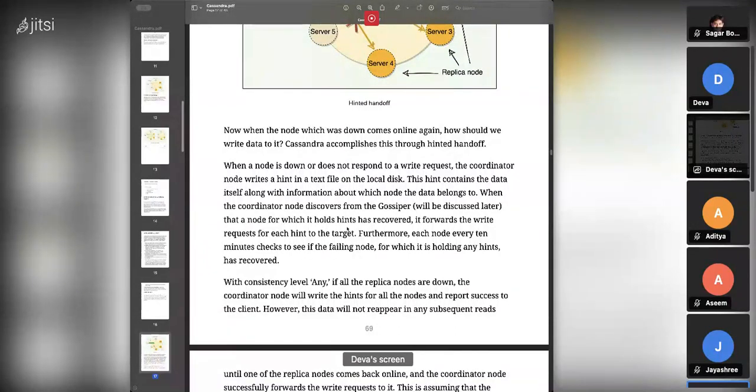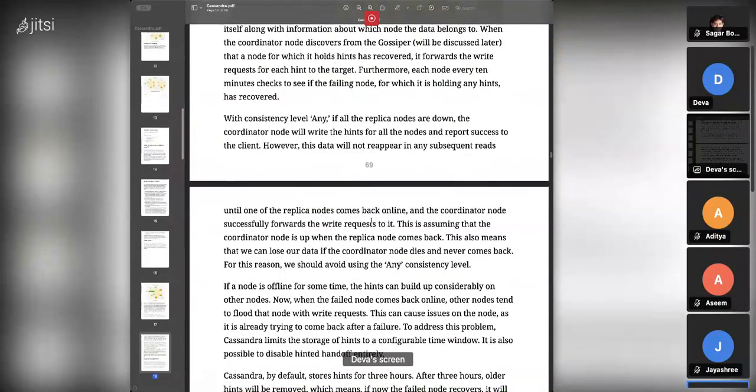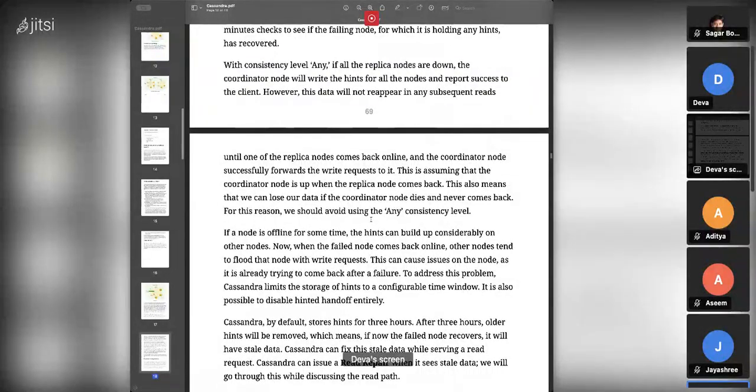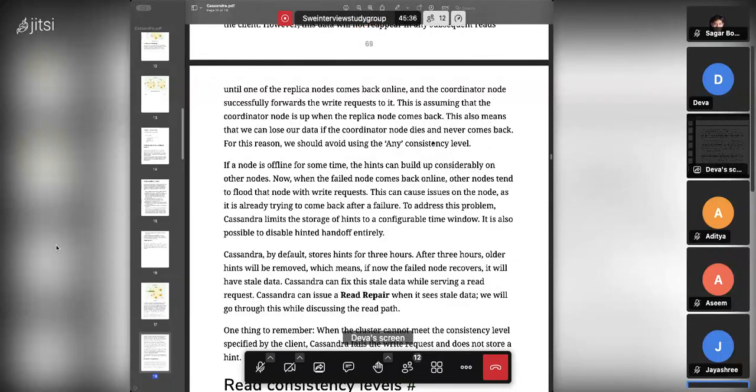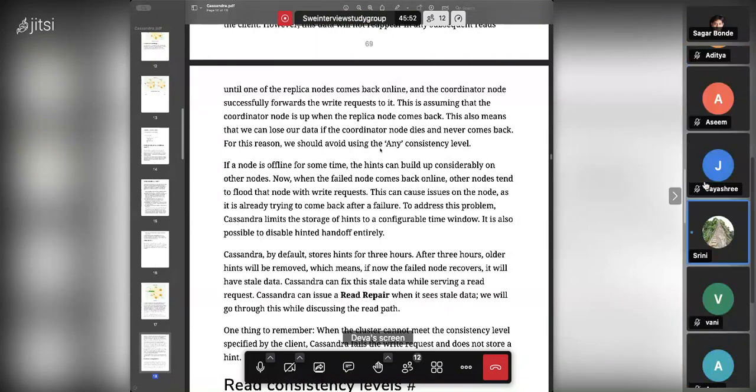Can you scroll up? So this is assuming that the coordinator node is up when the replica node comes back. This also means that we can lose our data if the coordinator node dies and never comes back. So for this reason, we should avoid using consistency level any. Yeah, this is a very interesting point. What I was thinking here is that all the hints will be written on the coordinator side, but I think that is not replicated to its replica nodes. All right. So if the primary coordinator node is down, that means the data is gone, right?